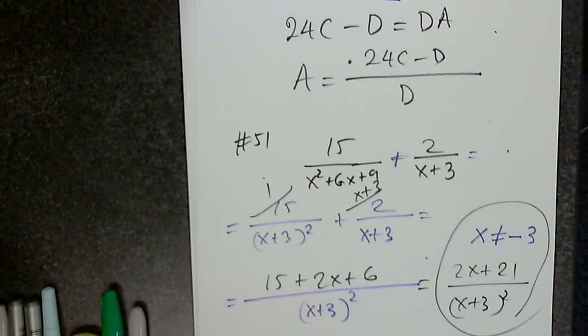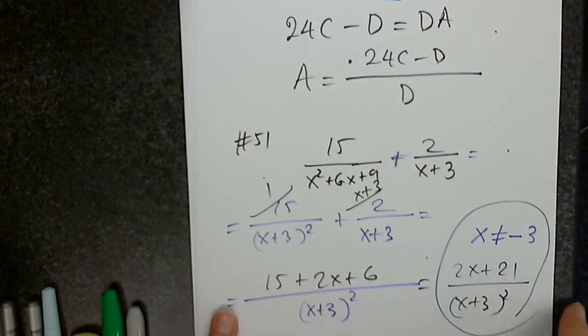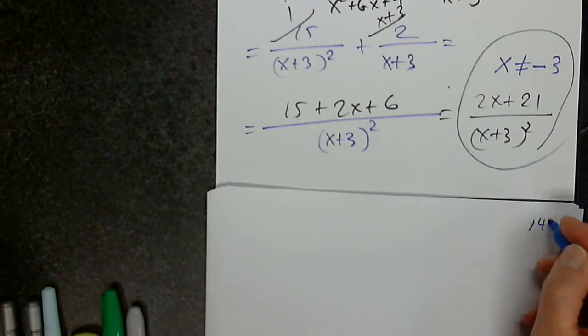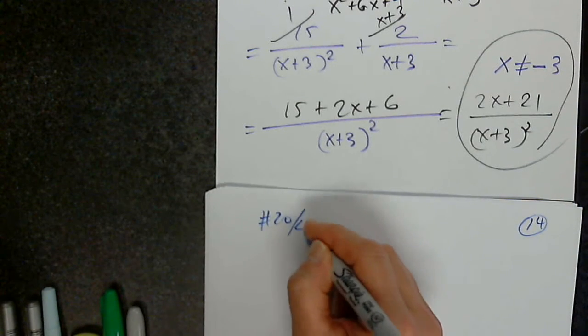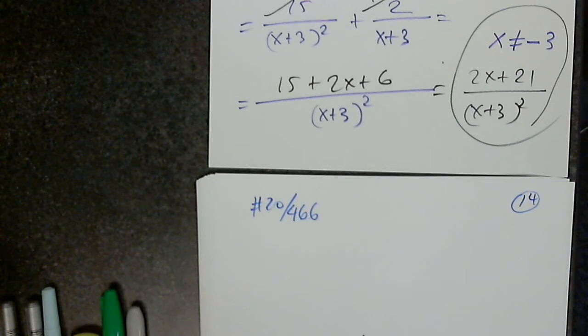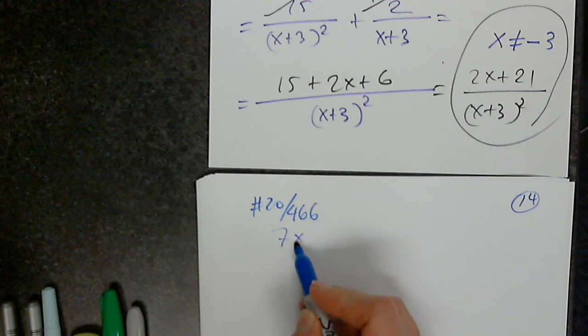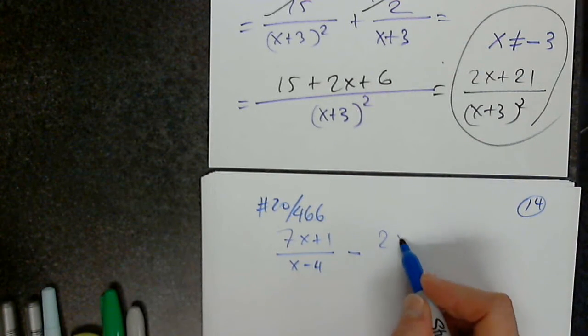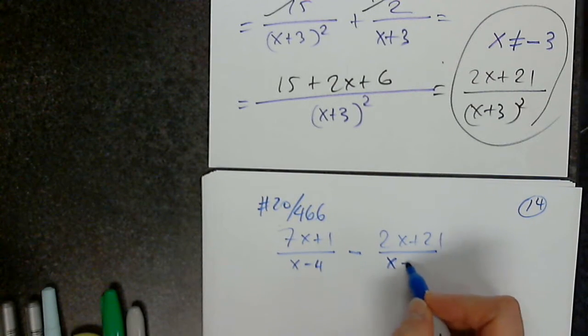Okay, so now let's look at the previous section, which is 7.3. Number 20, on page 466. 7x plus 1 over x minus 4 minus 2x plus 21 over x minus 4.